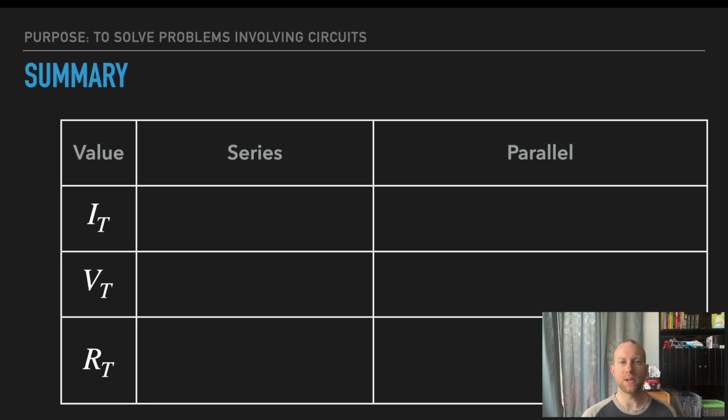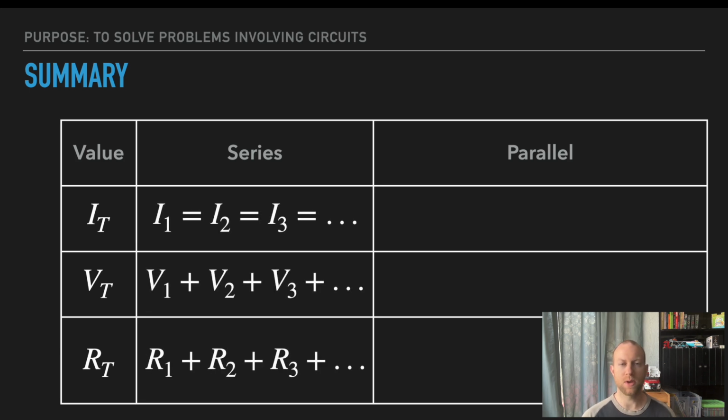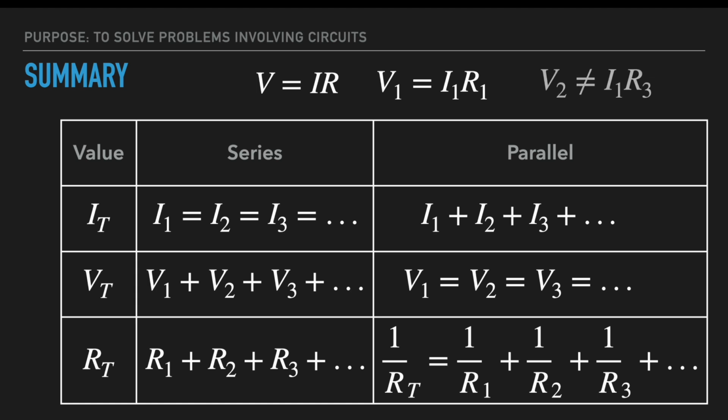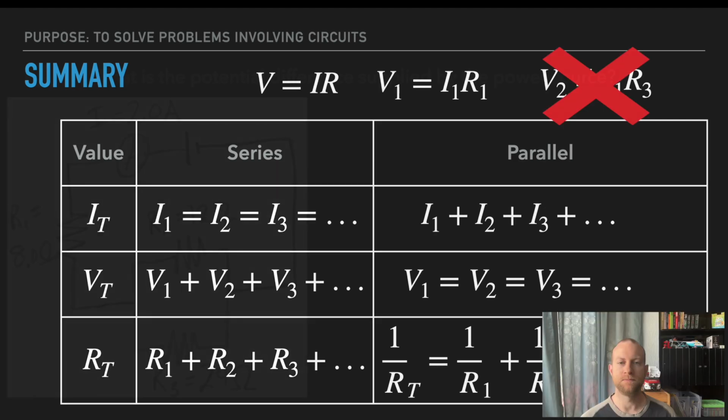Just as a summary, in our series, these are the equations. In our parallel, these are the equations. And we can use V equals IR in our equations as well. We just need to be specific what we're dealing with. So V1 equals I1 R1, and we cannot mix up those subscripts. I can't say voltage across resistor 2 equals current 1 times R3. They have to be the same subscript. So we're going to continue to use this with some examples.